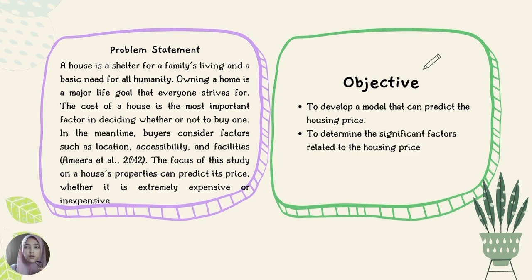Our problem statement is: a house is a shelter for a family living and a basic need for all humanity. Owning a home is a major life goal that everyone strives for. The cost of a house is the most important factor in deciding whether or not to buy one. In the meantime, buyers must consider factors such as location, accessibility, and facilities.